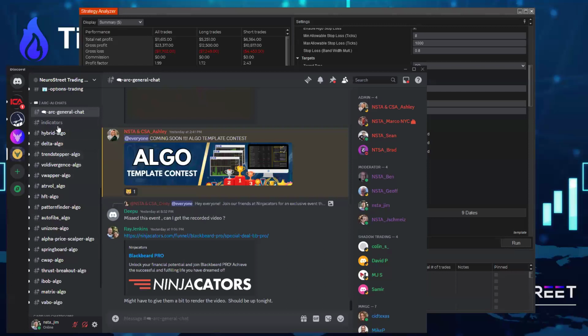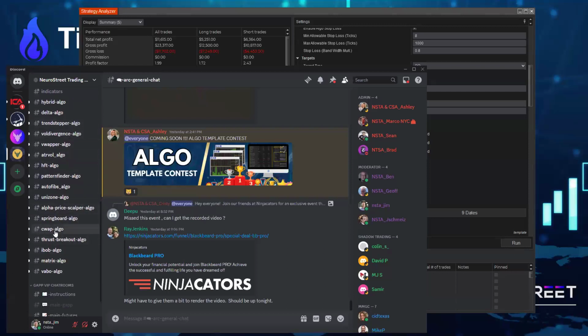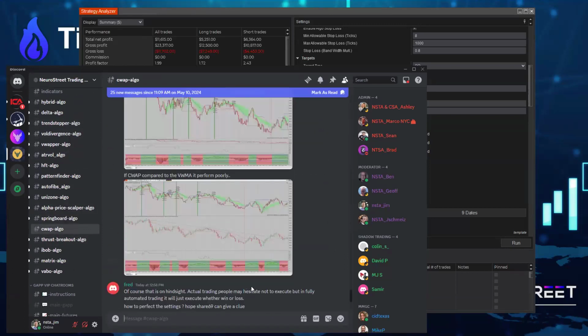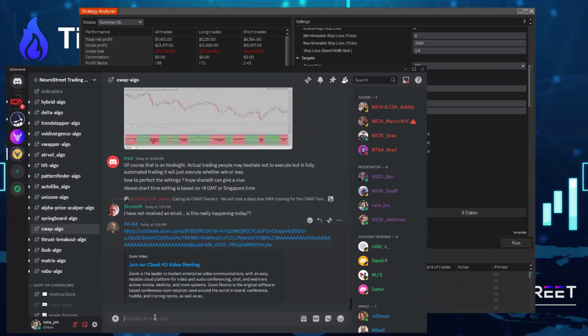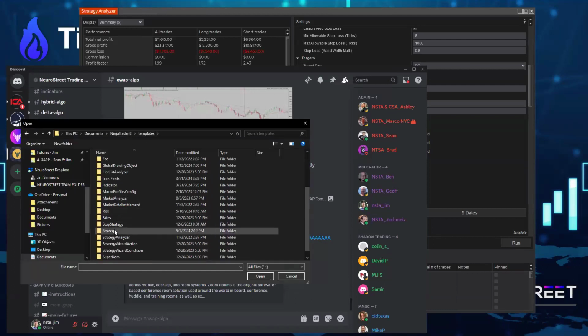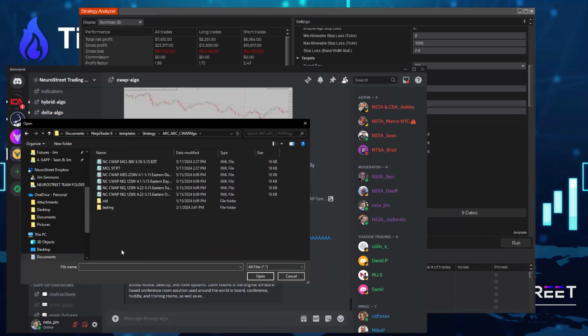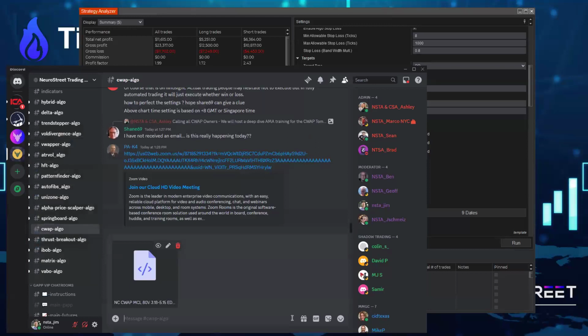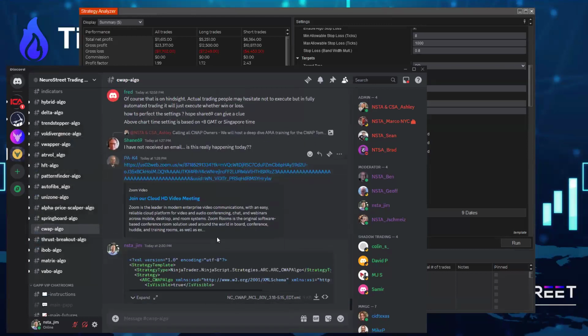Let's go CWAP. Where are you? CWAP. There we go. Okay. So let's add the file. NinjaTrader. You guys know where to save the templates and stuff, right? So you go to NinjaTrader 8, and you go to templates, and then you go to strategy, and then CWAP Algo, and this is where you paste them. And once you paste them, then you'll have them. So anyway, there we go. Incoming. So there it is. So you can grab it.